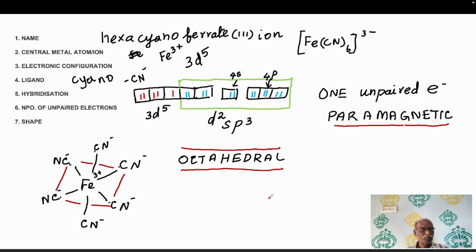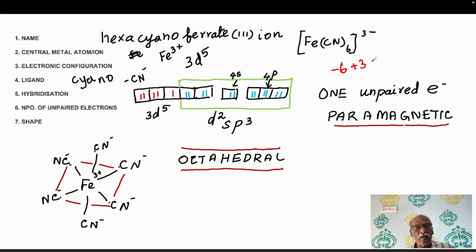Now we come to another example of an iron complex. Iron connected with 6 cyano groups. Cyano is again a strong field ligand. Now we have to calculate the charge on Fe. 6 minus: each cyano is 1 minus, therefore it is 6 minus. And the net charge available is minus 3.